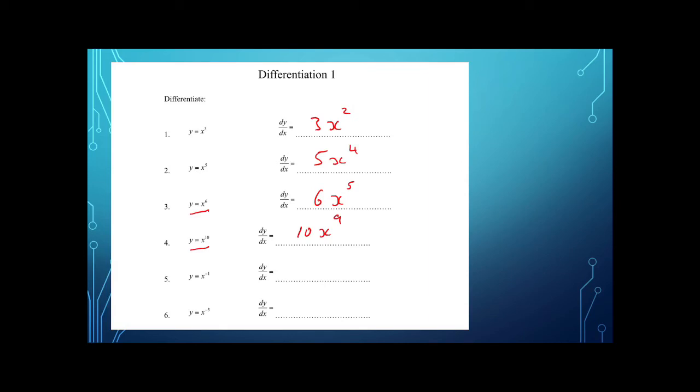Okay, the first of the negative numbers, y is equal to x to the negative 1. So we put the negative 1 in front, and we take away 1 from negative 1, which is negative 2. Y is equal to x to the negative 3. Put the negative 3 in front, and we take away 1 to give us negative 4.